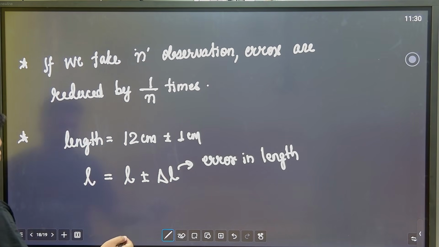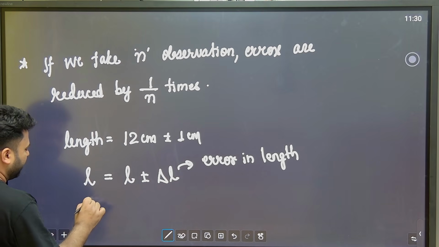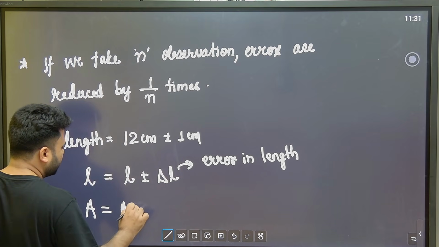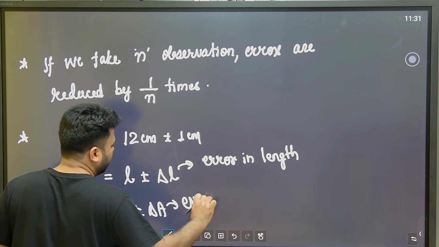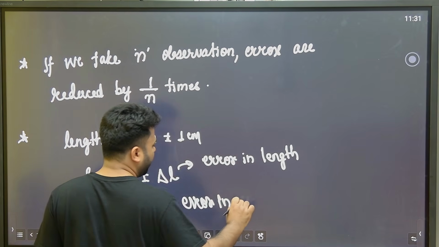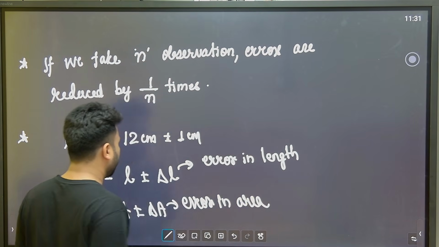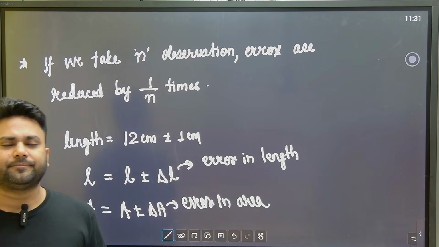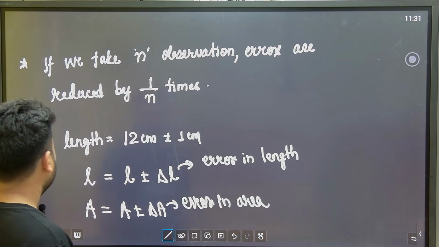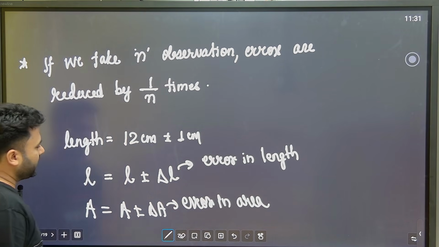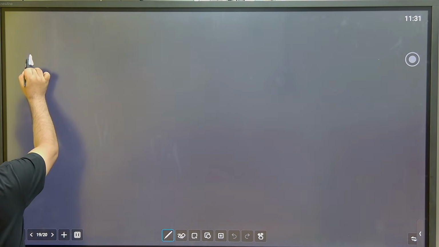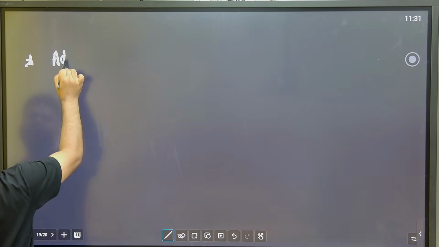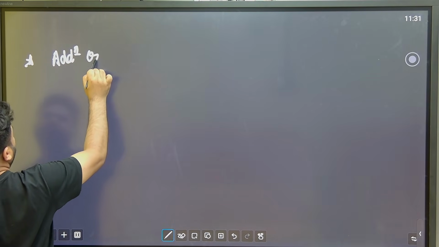Suppose we are calculating any area and we are not confirmed. So again we will write area equals to area, some plus minus delta A. So this will be error in area. Now there are some rules for addition and subtraction.